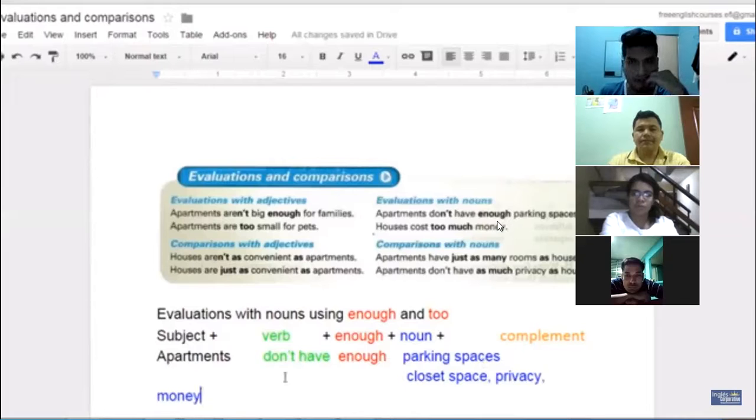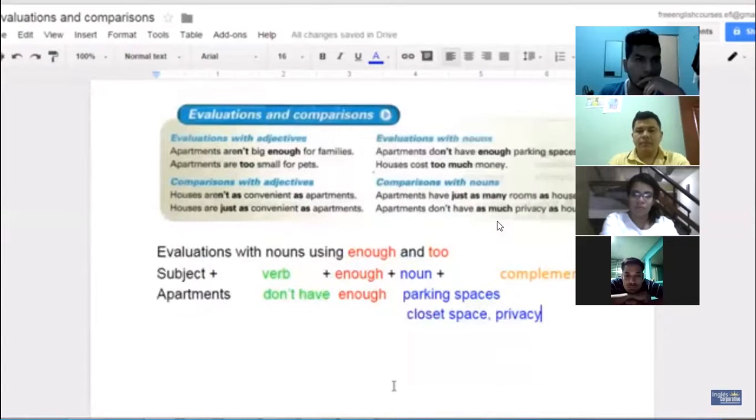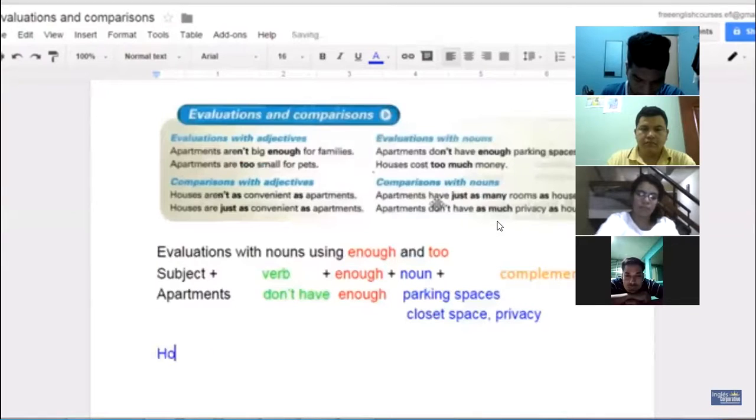Apartments don't have enough closet space. Apartments don't have enough privacy. And the last example that I would like to make is how to use too. So in this case, I'm going to take that example there. Houses, this follows the verb, so that continues to be the same. We are no longer going to include the word enough.